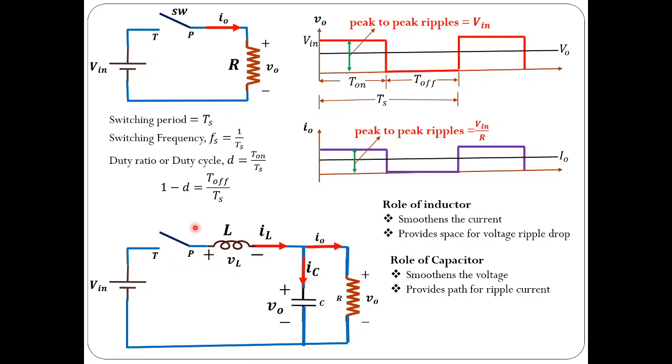Okay, that leads to damage of the switch. So one should be very careful. You should provide some path for the inductor current. So during this off period of the switch, how can that be done?